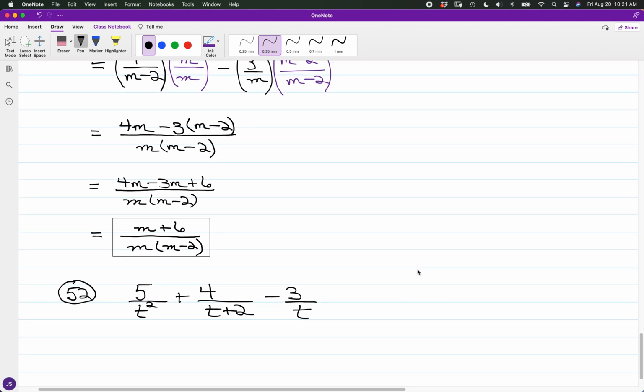Now, we have different denominators, but we can go ahead and identify what the least common denominator is going to be. If you notice, we have standalone expressions in the letter t. We have t squared and t, and one part of the least common denominator is going to be the higher degree representation of just the letter t. So that is going to be t squared.